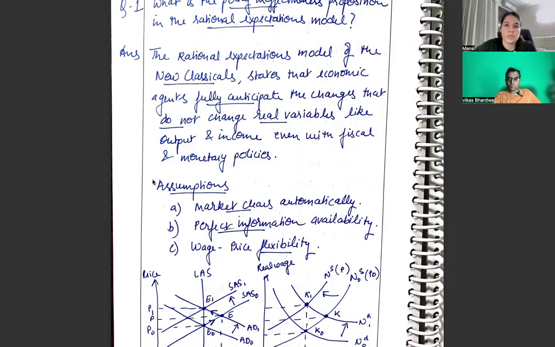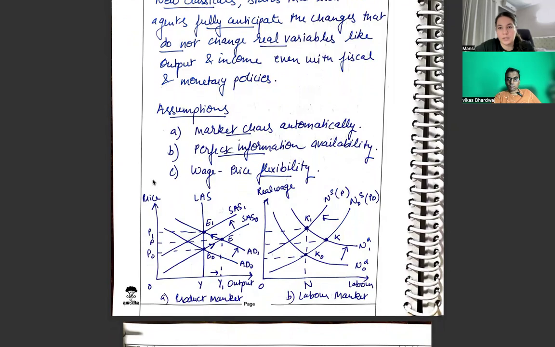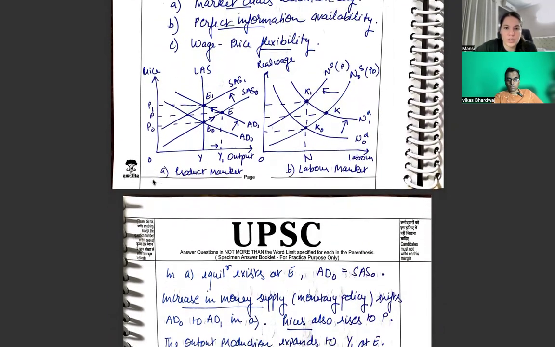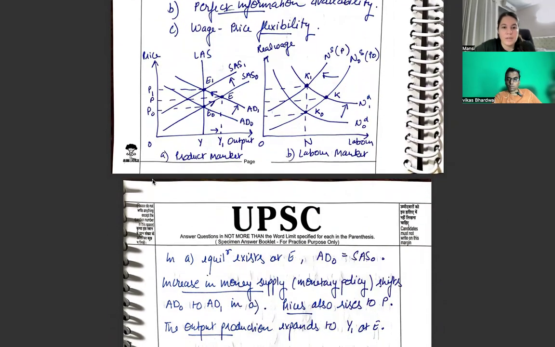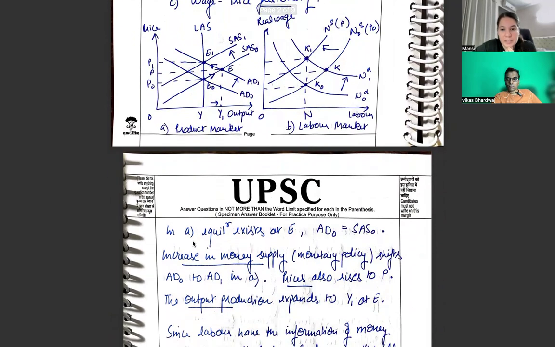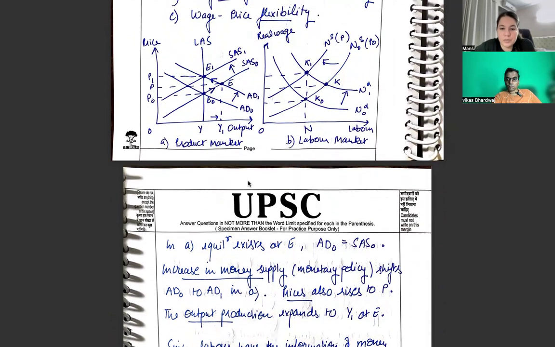So the assumptions of the rational expectations are that the market clears automatically, there's perfect information availability and there is wage price flexibility. So through this graph of the product and the labor market, in the figure equilibrium is initially at point E naught, where we see AD naught is equal to SAS. So an increase in the money supply, that is monetary policy expansion, shifts the AD naught to AD1 in this figure A, it shifts up.